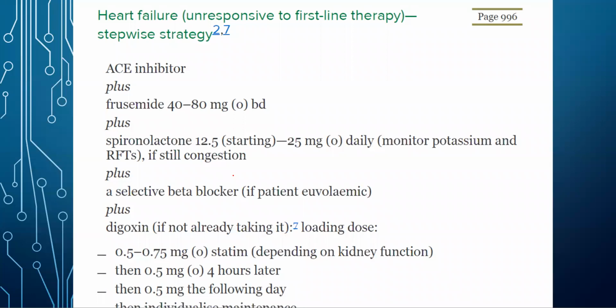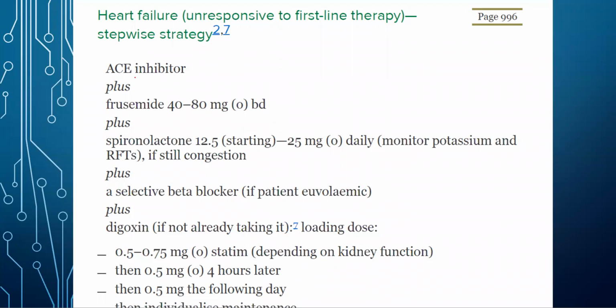So we diagnose the patient. Now the treatment. So what's the treatment for heart failure? Treatment of heart failure depends on whether it is a systolic or diastolic heart failure. It's very important to know whether it is systolic or diastolic. By the time we do the echocardiogram, we know if it is systolic or diastolic.